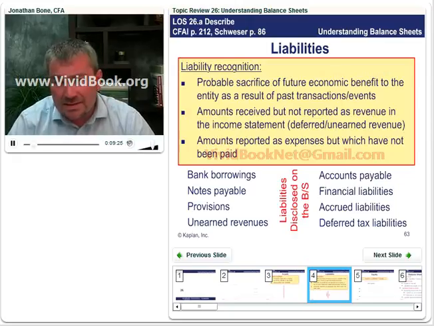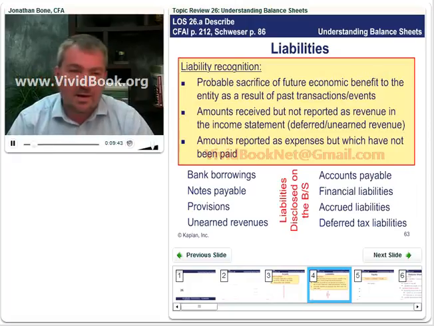Accrued liabilities, that's back to our accruals. You've incurred a cost because you've used a good or service, but you've not yet received the invoice. Because you've used the good or service, that expense must be sitting in your income statement. So therefore, we need to create an expense in the income statement and create a liability in the balance sheet.